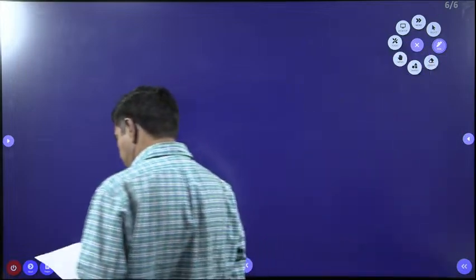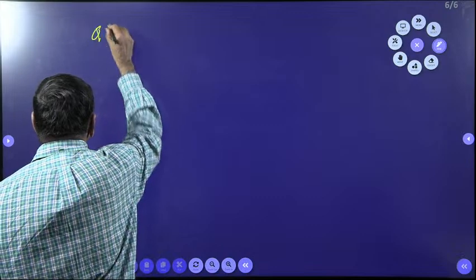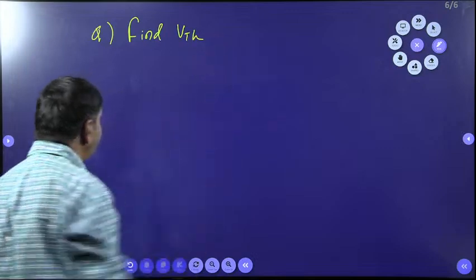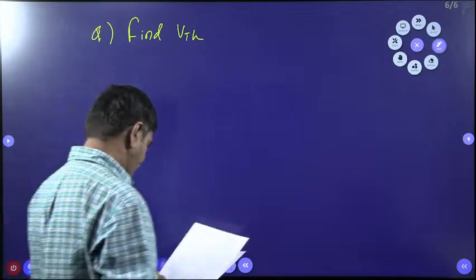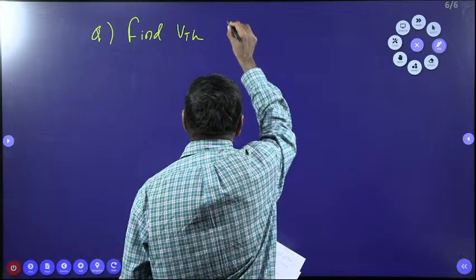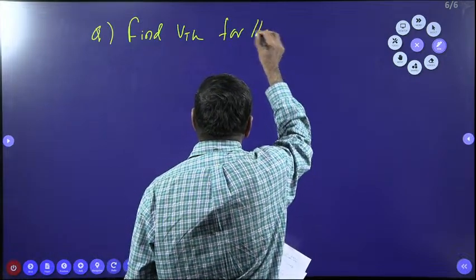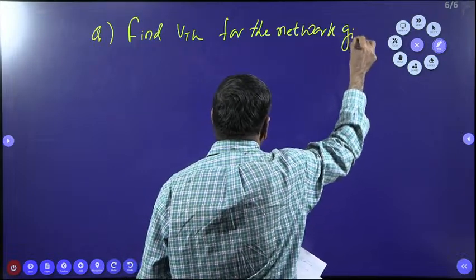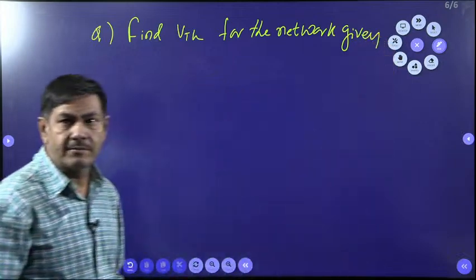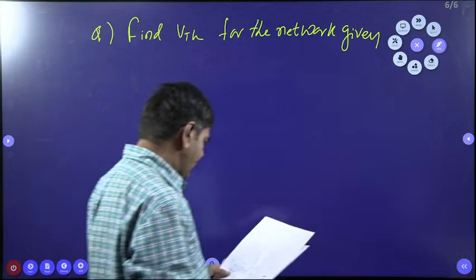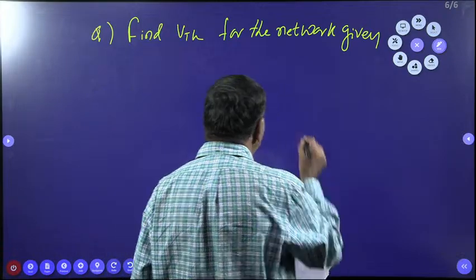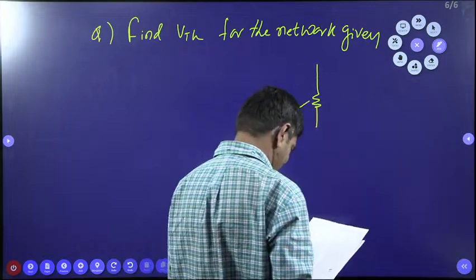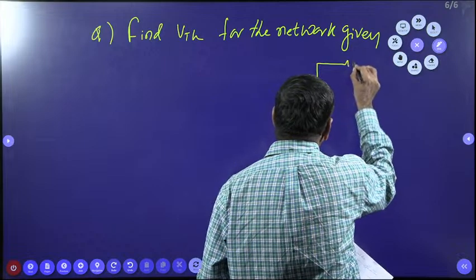Yes, the problem is given like this. Find VTH. The question is asking to find VTH for the network given. The network here given has a 1 ohm resistor here. There is a 1 ohm resistor, and there is another 1 ohm resistor here given.